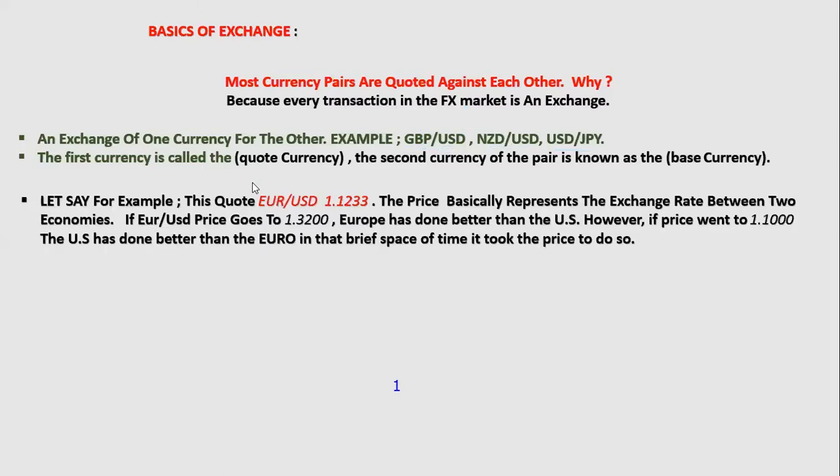So let's say, for example, this is a quote, right? A quote is a currency. A quote is more of a currency. Okay, I think I have a little chart here.